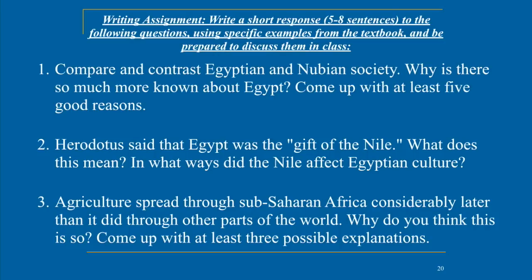Number three, agriculture spread through sub-Saharan Africa considerably later than it did through other parts of the world. Why do you think this is so? Come up with at least 3 possible explanations. We'll talk about these all in class.